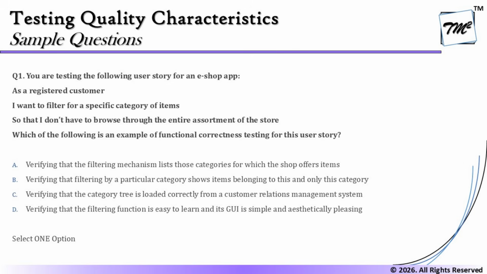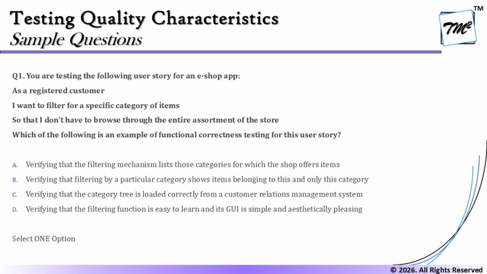The option B says verifying that the filtering by a particular category shows items belonging to this and only this category, which is something very appropriate for the correctness part. Because if I filter a category here, I want to see the products which are belonging only to this category, which can help you measure the correctness of the category altogether. However, let's cross-check with the other options too.